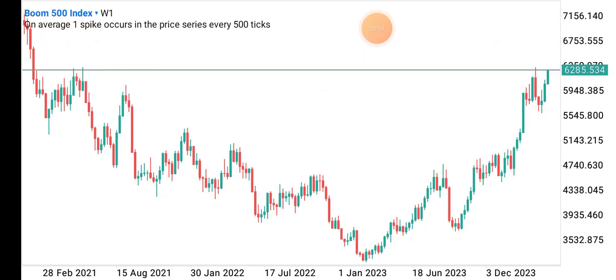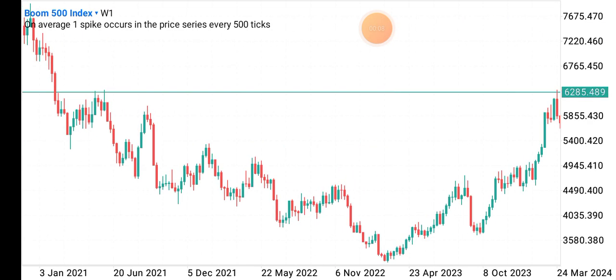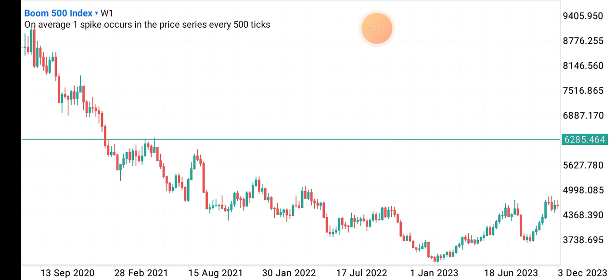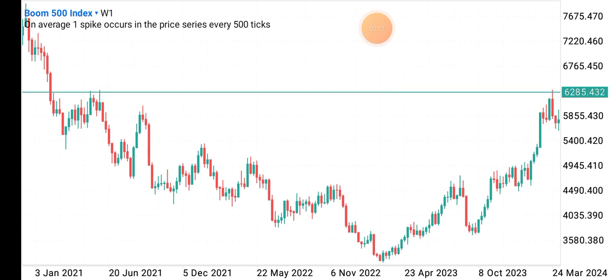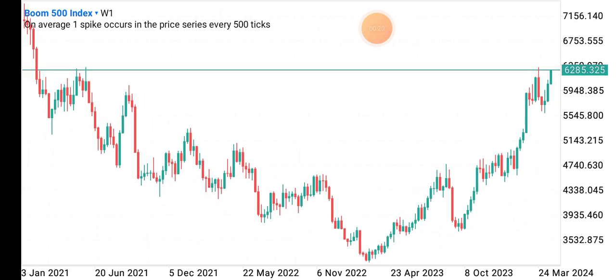In this particular video, I want to analyze Boom 500 index until we get a very nice setup that will help us make some good money at the end of this trade. All right, so on this chart I'm on the weekly time frame, because I've seen something very nice on the chart.